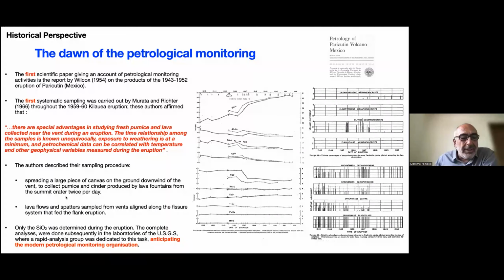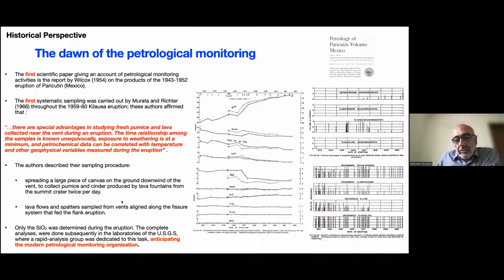So we spread a large piece of canvas on the ground downwind of the vent to collect pumice or cinder produced by lava fountains from summit craters twice per day. This is important, also the periodicity. Lava flow can be sampled from the vents, if possible, or along the fissure during the flank eruption.